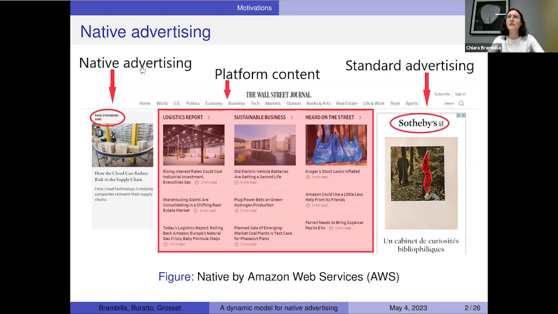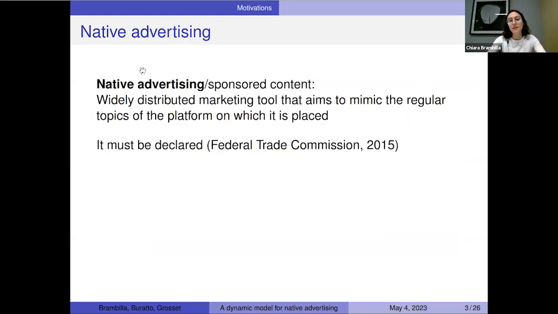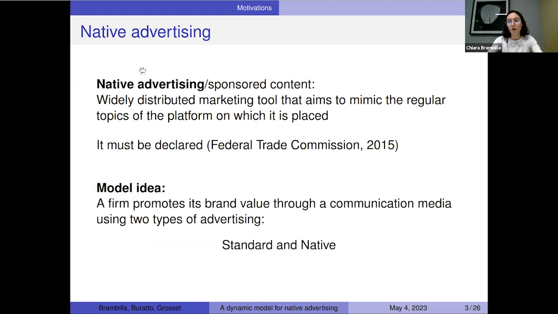I also want to say that native advertising can be found in any kind of communication media. For instance, also on social media in the form of a post, a video, and even of a tweet. So it is a very useful marketing tool. I hope it is clear that native advertising is a marketing tool aiming to mimic the regular topics of the platform on which it is placed. For this reason, it is also known as sponsored content. Moreover, by a decision of the Federal Trade Commission in 2015, it must be declared to allow consumers to recognize it.